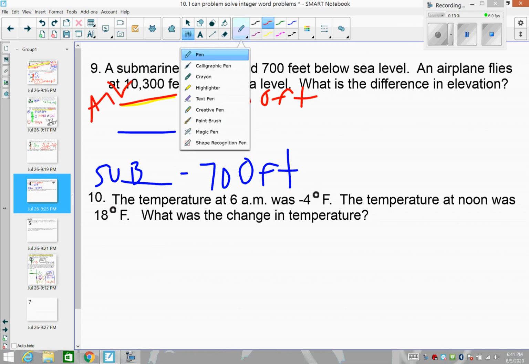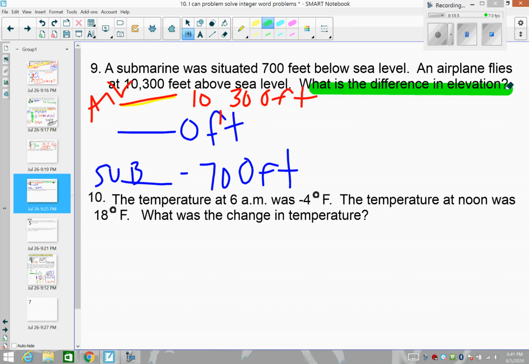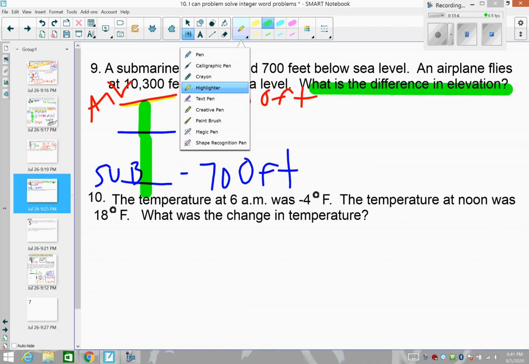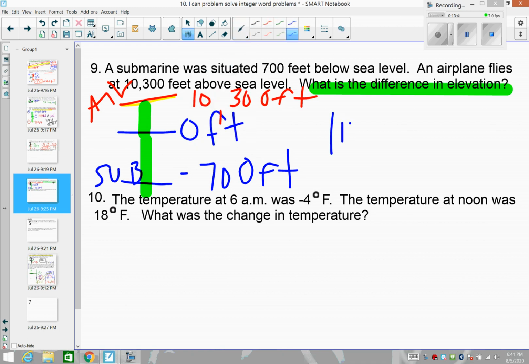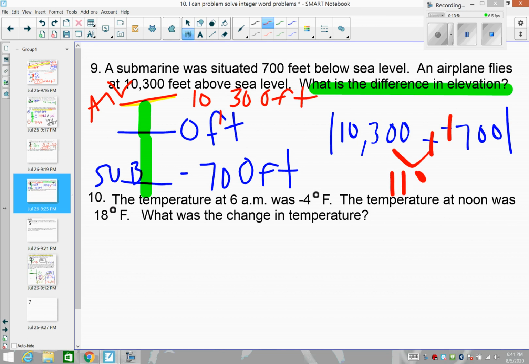This has been kind of the question of the day. What's the difference in elevation? So the difference in elevation would be this distance plus that distance together. The fancy way to look at that is the absolute value of 10,300 minus negative 700. We chop, which really becomes an addition problem, so the difference in elevation would be 11,000 feet.